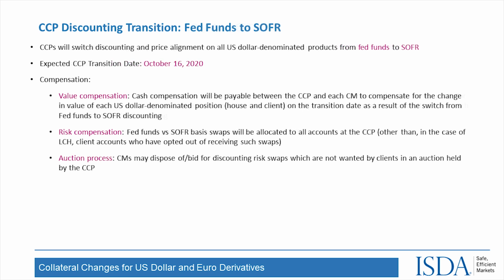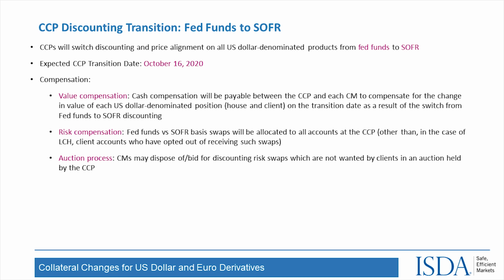The change for US dollar will occur around October 16th, 2020. There will, similar to the euro change, be a value compensation payable between the CCPs and their clearing members with US dollar denominated derivatives. But there will also be risk compensation in the form of Fed funds, which is the current price alignment and discounting rate for US dollar derivatives, and SOFR, which will be the new rate, basis swaps.